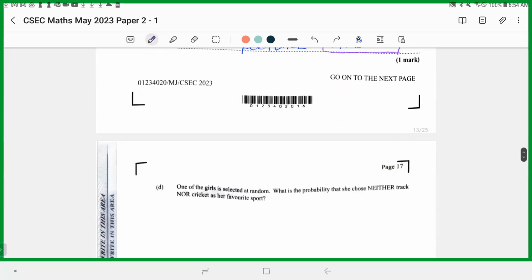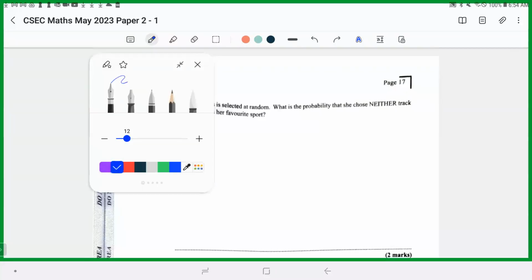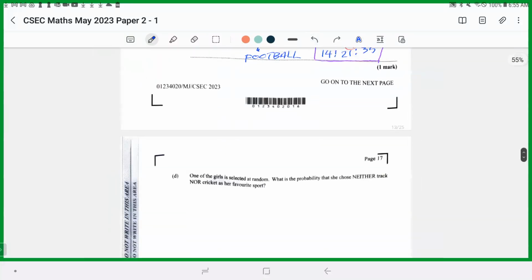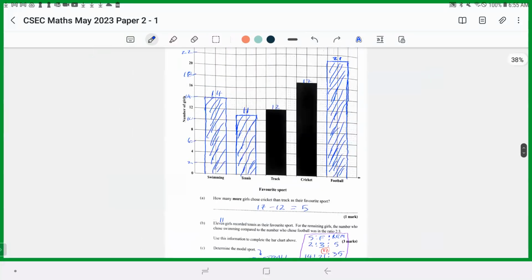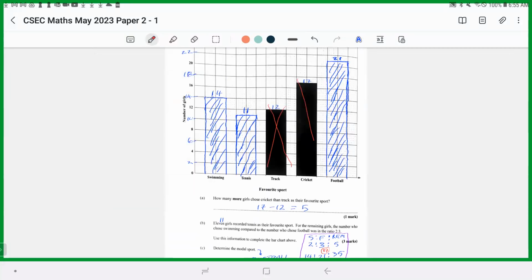All right, that's it. This one said, one girl, so it's a probability now. One girl is selected at random. What is the probability that she chose neither track nor cricket? All right, so I want to know how many chose neither track nor cricket. We're talking about the remainder, the remaining girls. So we don't want these two. We don't want track, and we don't want cricket. So these are the girls that we want right now.